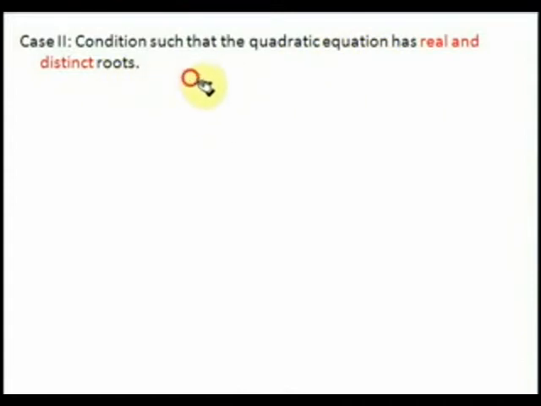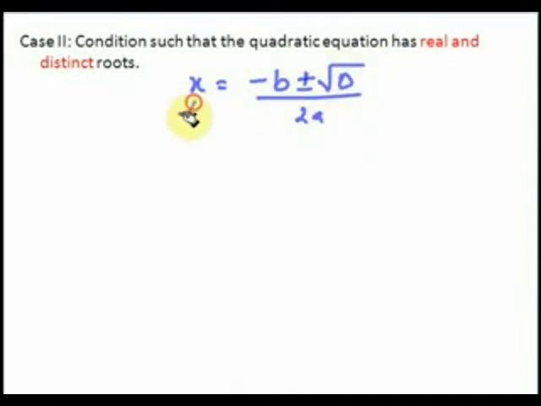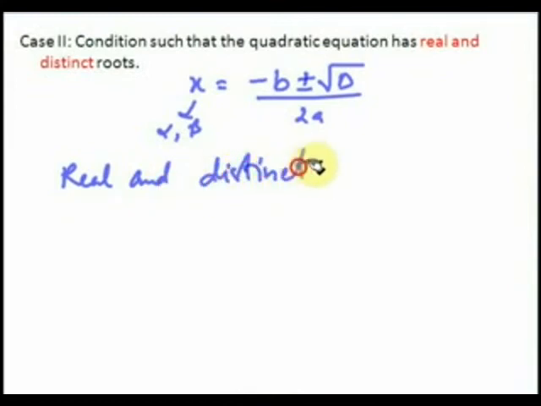Find the condition such that the quadratic equation has real and distinct roots. We know that the roots of the quadratic expression are x is equal to minus b plus minus under root d upon 2a. The roots may be alpha or beta. The roots have to be real and distinct.